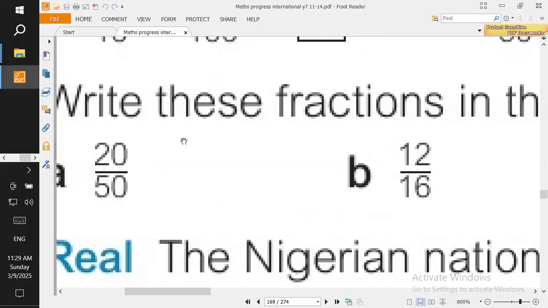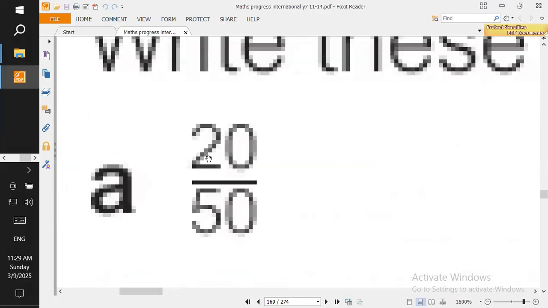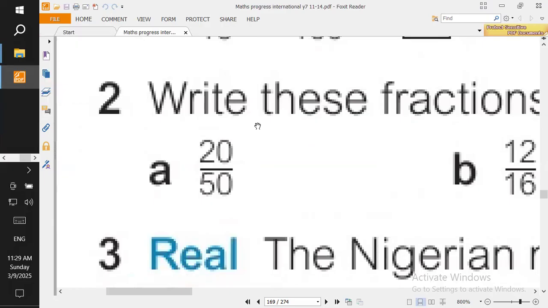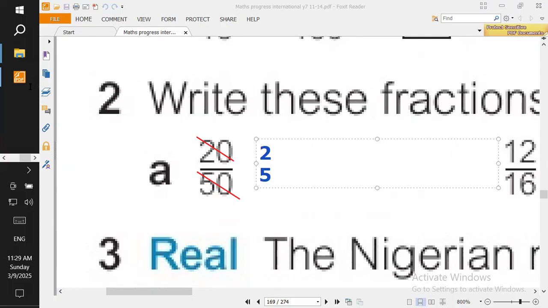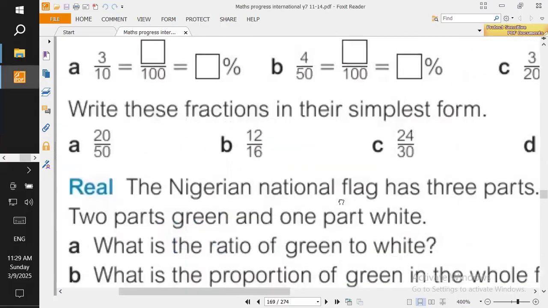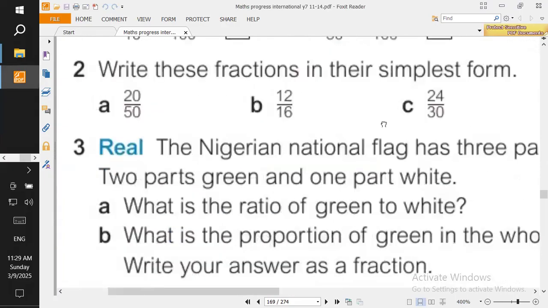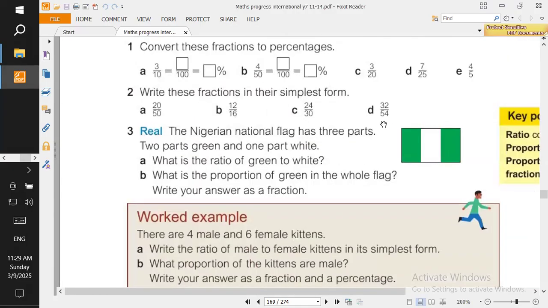Now to write fractions in the simplest form, same idea as we did with ratios, simplifying by dividing by the highest common factor. So when you look at this, here we have 20 out of 50. So the highest common factor between them is going to be 10. So divide this by 10 and divide this by 10. 20 divide 10 will be 2. And 50 divide 10 will be 5. So the simplest fraction will be 2 over 5. Same idea with all of them. Find the highest common factor between them and divide the numerator and denominator by the highest common factor.